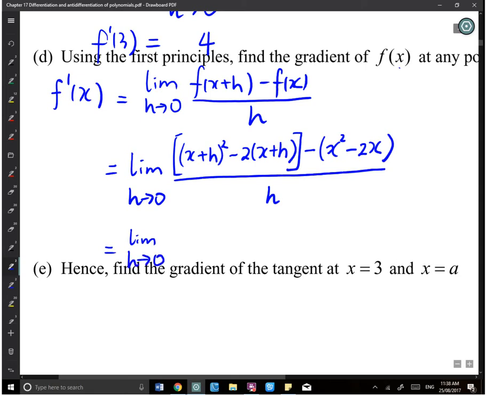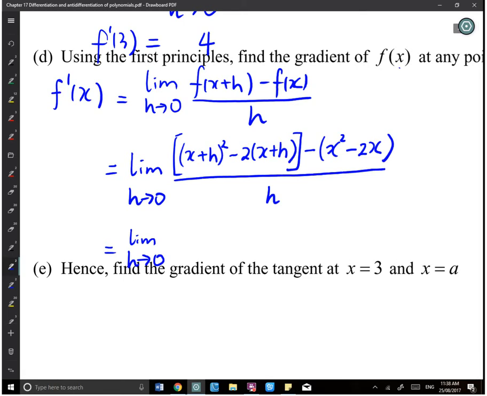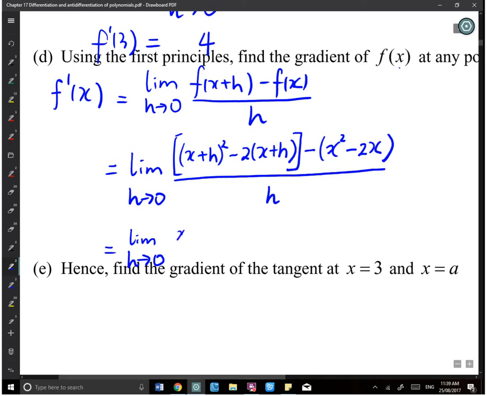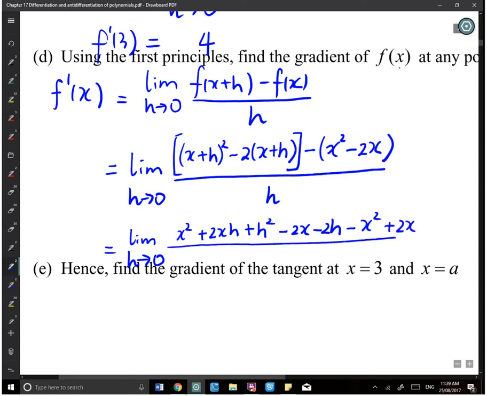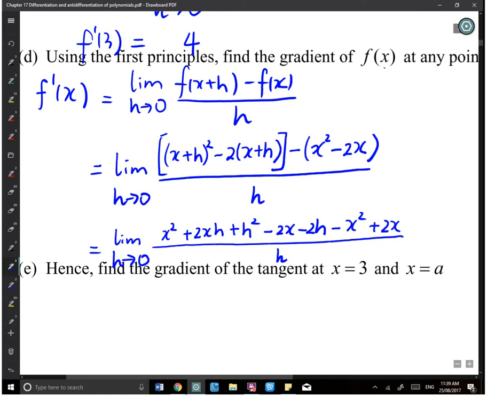So what you have is the limit as h approaches 0. What you need to do next is expand or simplify, because you can't substitute 0 in now. So what we can do is just expansion: x squared plus 2xh plus h squared minus 2x minus 2h minus x squared plus 2x, divided by h.